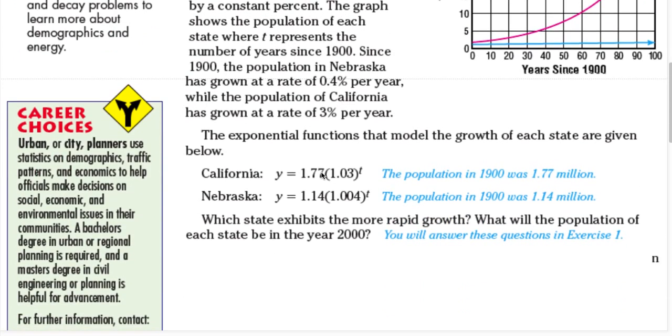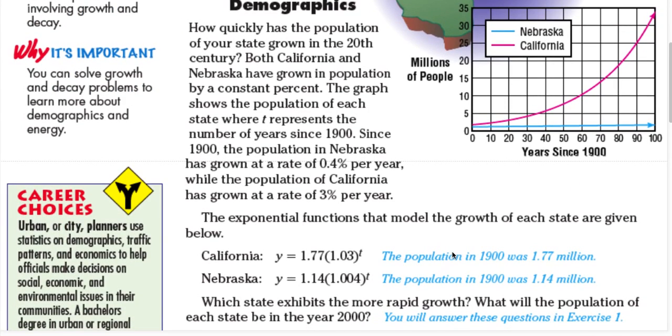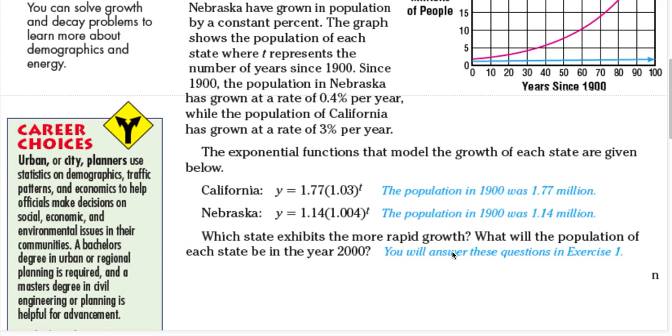So the question is, which state exhibits more rapid growth? What will the population of each state be in the year 2000? You will answer these questions in exercise 1, and if you just look at the graph, you more or less have an answer to the question, which state exhibits more rapid growth? So let's not jump the gun here, and let's take a look at the equation for the two states.